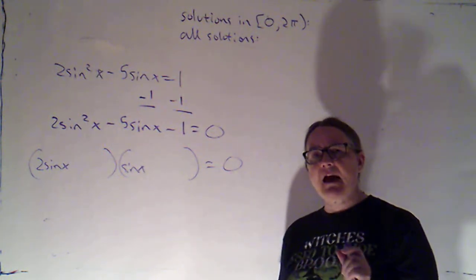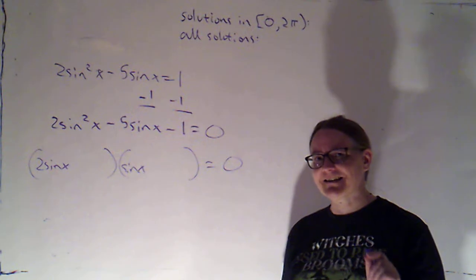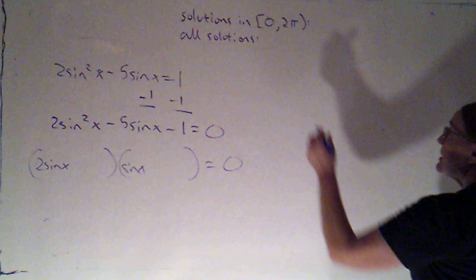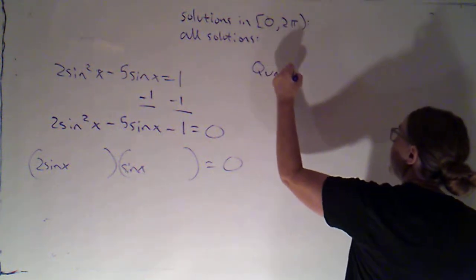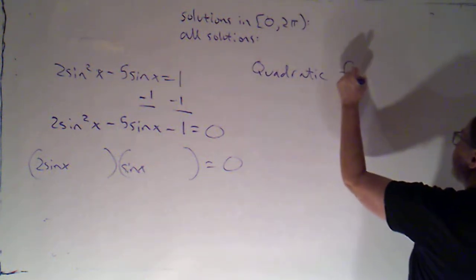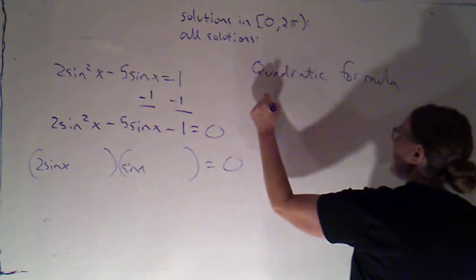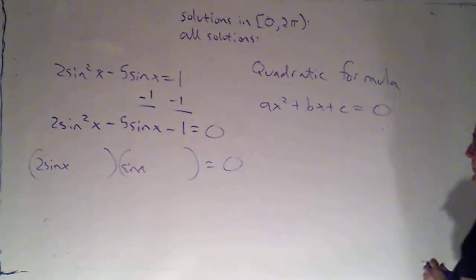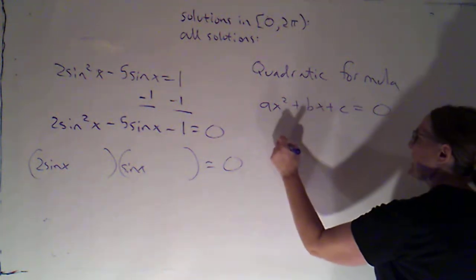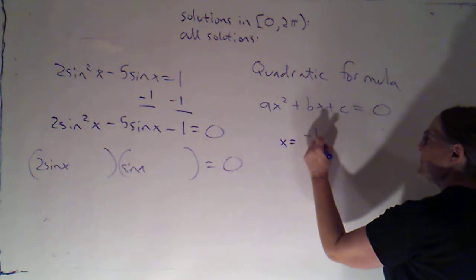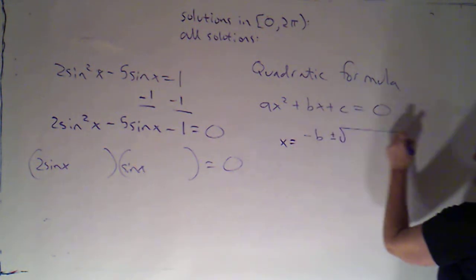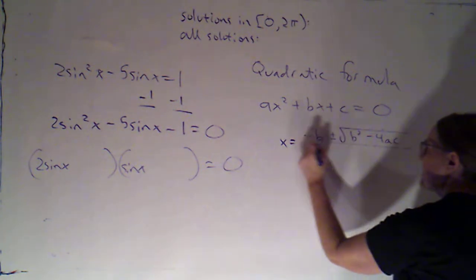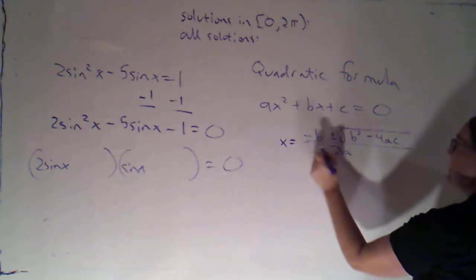So now we've got to think back to algebra. What do we do when we have a quadratic equation and it doesn't factor? The answer is we use the quadratic formula. Let me remind you of what that is. The quadratic formula says if ax squared plus bx plus c equals 0, then x is the opposite of b plus or minus the square root of b squared minus 4ac, all over 2a.